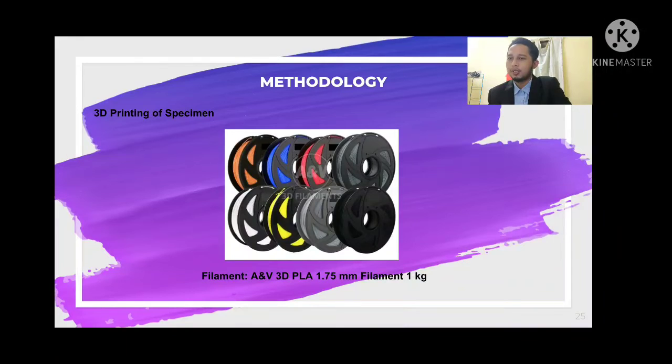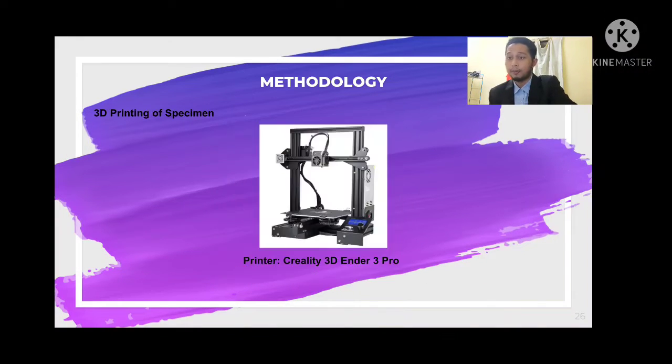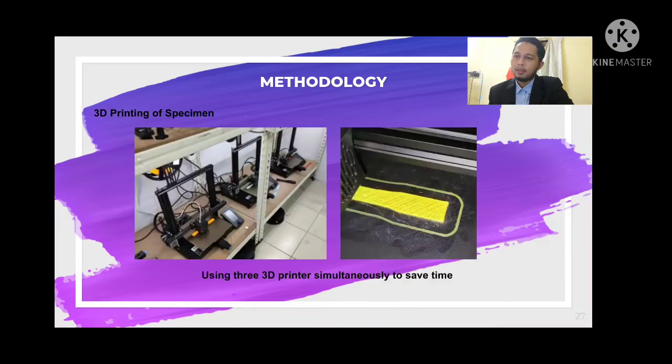The filament type used is A&V 3D PLA 1.75 mm 1 kg. The type of printer used is the Creality Ender 3 Pro. There are 3 samples needed for every 12 specimens, thus making 36 samples in total. The average time consumed in printing this specimen is around 45 minutes.